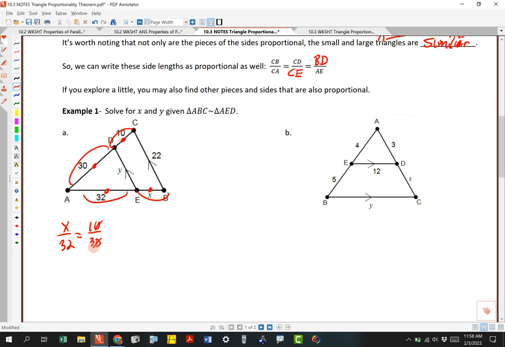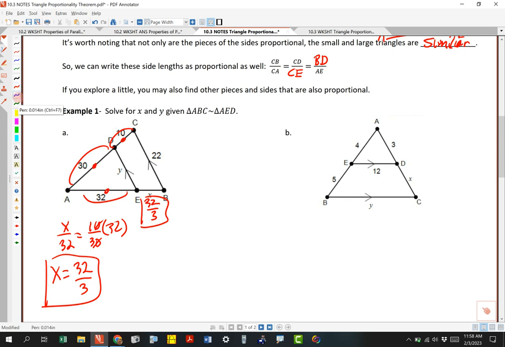So that means the only thing I need to do to solve for x is multiply by 32. So I'm going to get x equals 32 over 3. I'm going to put a box around that, and I'm set to go. So this piece right here is 32 over 3. Not the nicest answer, but it'll work. Okay, any questions there? That's a direct use of the theorem. The pieces are proportional to each other.